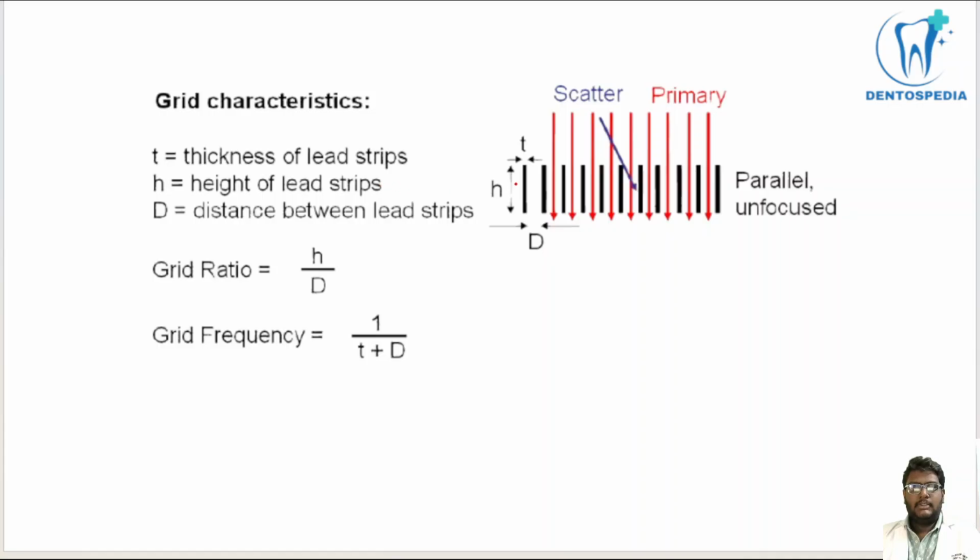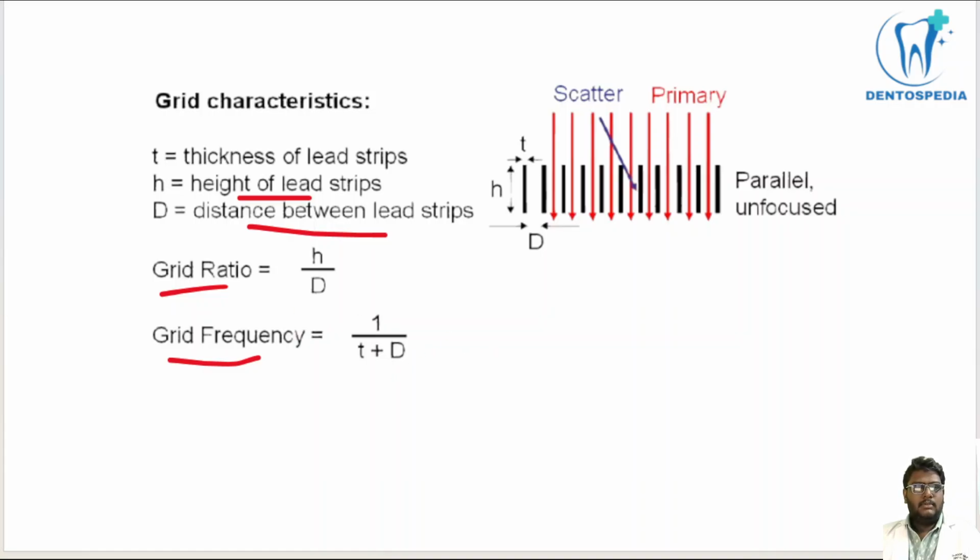T represents the thickness of the lead strips, H represents the height, and D represents the distance between two lead strips. And what is grid ratio? It is the ratio between the height of the lead strips and the distance between the lead strips, H divided by D. And what is grid frequency? It is represented by the formula 1 divided by T plus D.